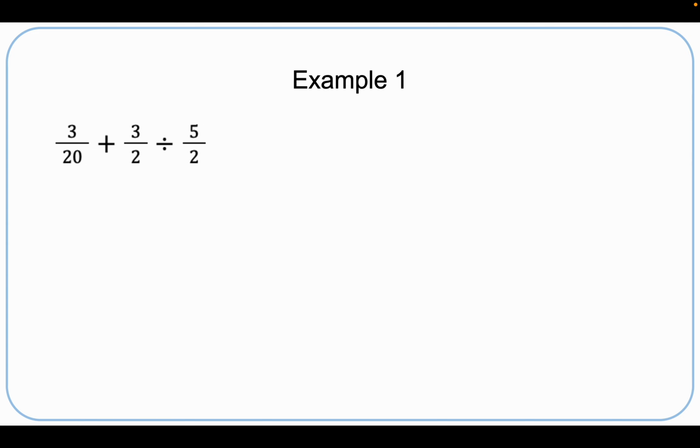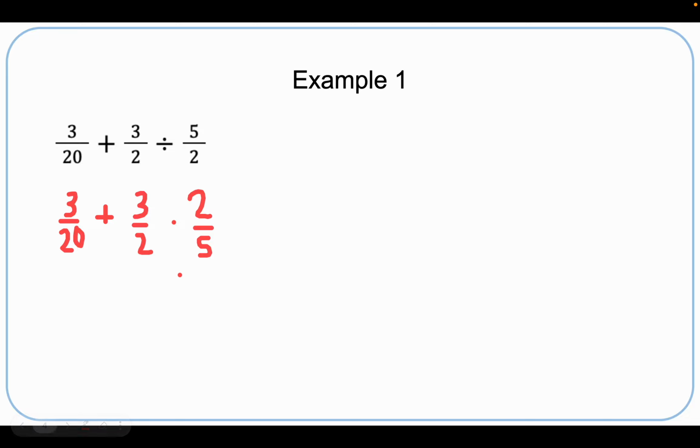Here's our first example. So we have three fractions here and operations of addition and division. So we're going to want to do that division first. And of course, when we're dividing fractions, we need to actually change it to a multiplication of the inverse. So I'm going to rewrite this in our first step. 3 over 20 stays the same. And then add 3 halves. And then we're going to multiply by 2 over 5.